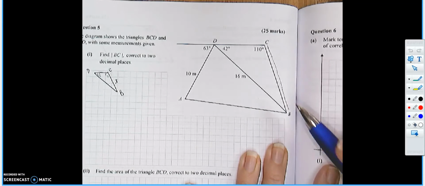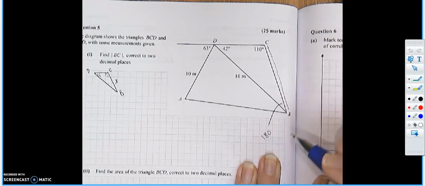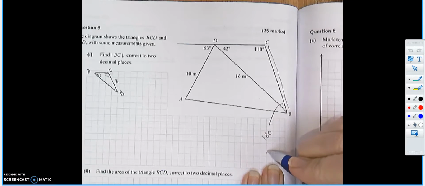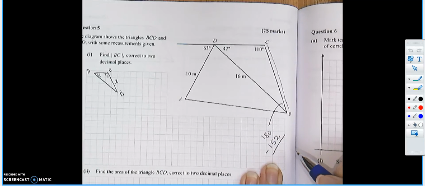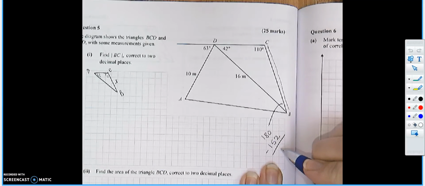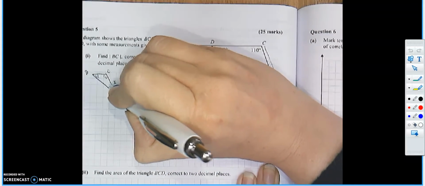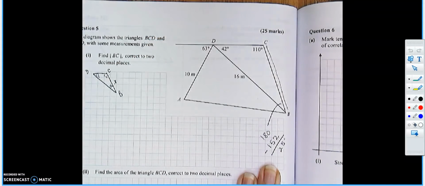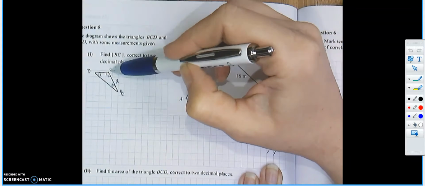The way you work it out is this angle is equal to 180, which is all your angles in the triangle, take away the other two. When we add up the other two, we get 152 degrees. If we go 180 take away 152, you are getting 28 degrees. So this triangle has 28 degrees at the bottom. Now, back to the original question, we are looking for the length from B to C, so this side, in this triangle.